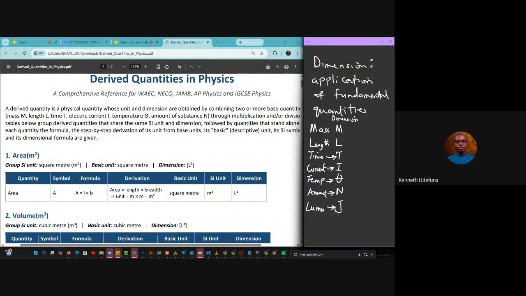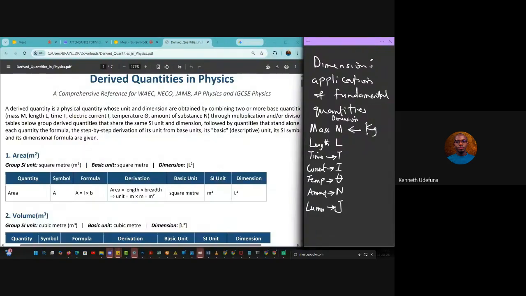But it's not about saying this now. How can you identify this dimension? The first step that we have is quantity, formula, units, and dimension. It just simply means that for you to get the dimension of any quantity, you need to know the units of that quantity.